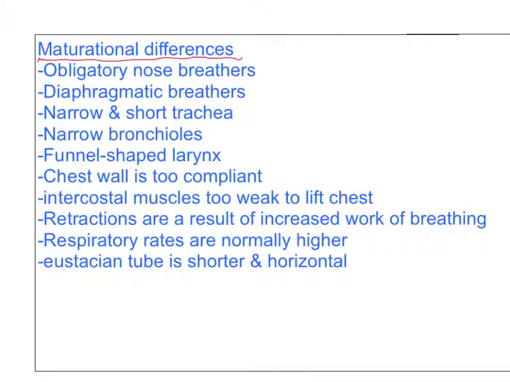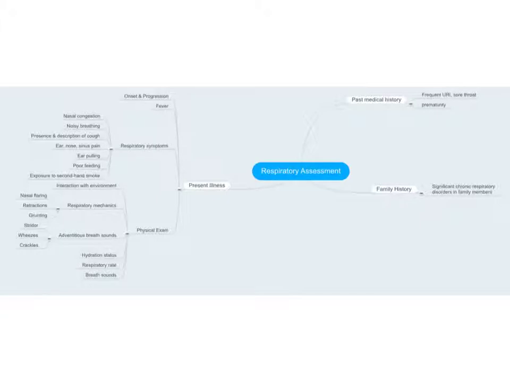They are obligatory nose breathers and diaphragmatic breathers. Their trachea and bronchioles are narrower and shorter. Their larynx is funnel-shaped. Their chest wall and intercostal muscles are too weak to actually lift the chest if their diaphragmatic breathing fails. Retractions are a result of increased work of breathing. Respiratory rates are normally higher, and the eustachian tube is shorter and more horizontal.